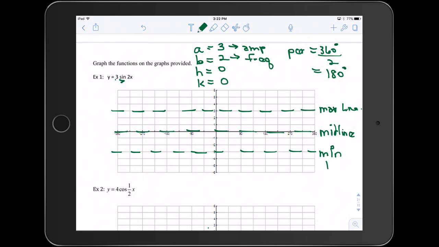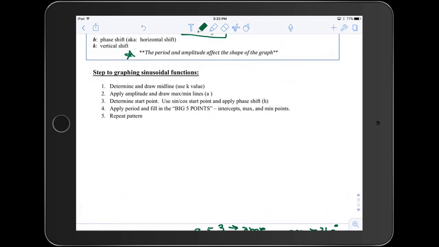Oops, min line. Okay, so now at this point, I'm just going to take a step back and make sure you see your steps. It says determine them and draw the midline, check. Apply the amplitude and draw the max and min lines, check, we've done that. So again, the midline is really important to notice if there's a K value. That affects obviously where that midline is going to be. The A value affects where that max and min line is going to be.